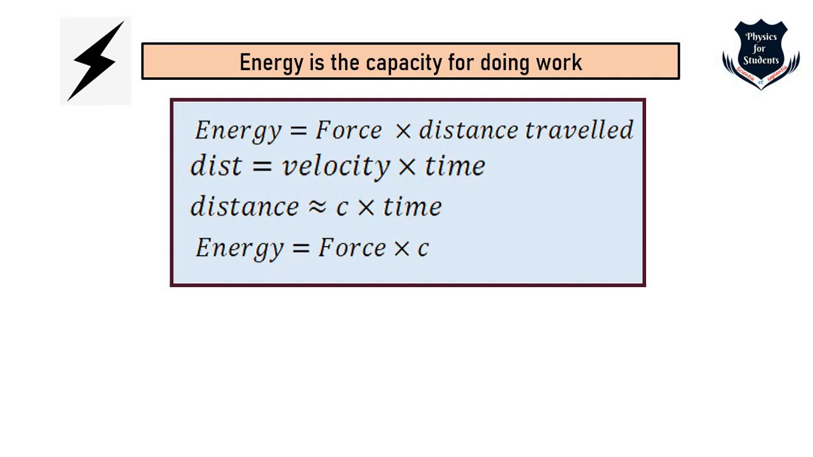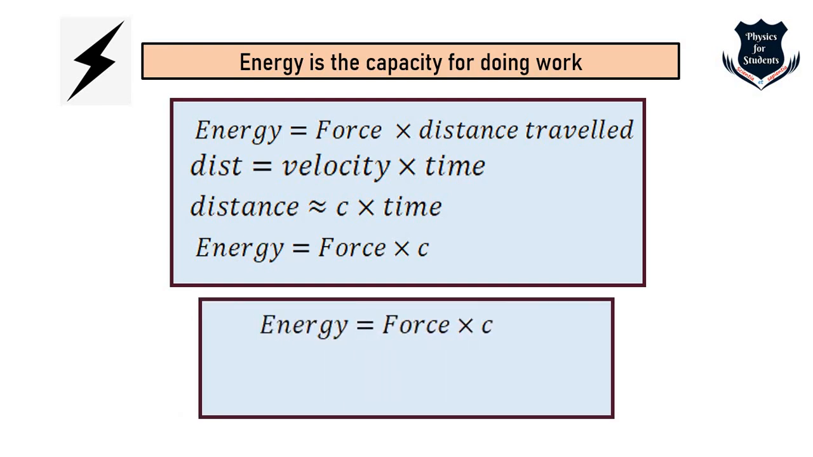As I have been telling you, we are handling units, so we can just use the first equation and substitute the value of c for the distance traveled. So we get force multiplied by c equals energy. Now we take the equation further. Energy equals force multiplied by c, which is our first equation.